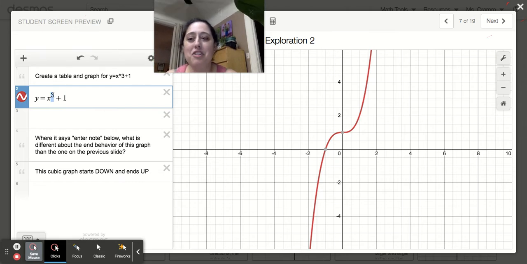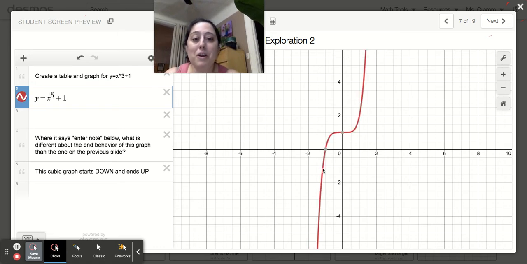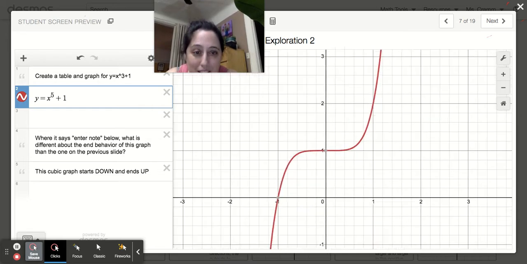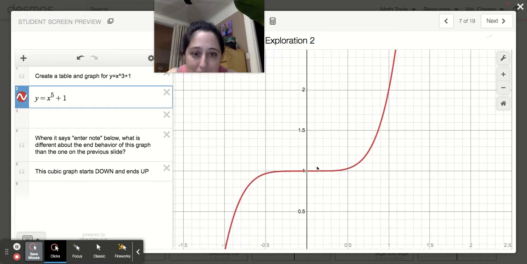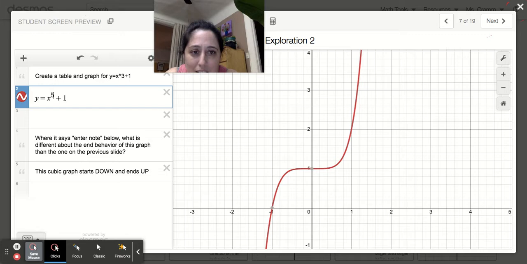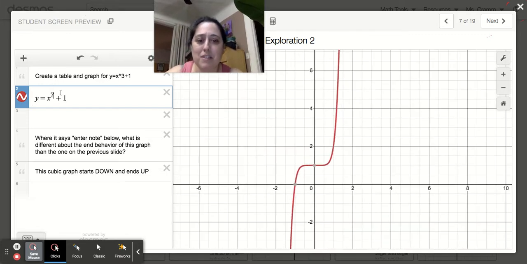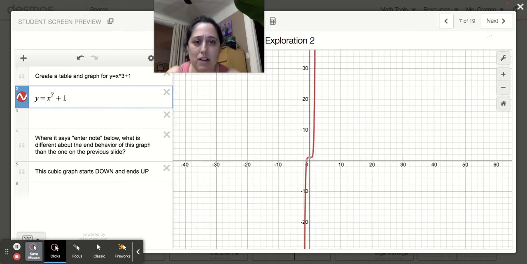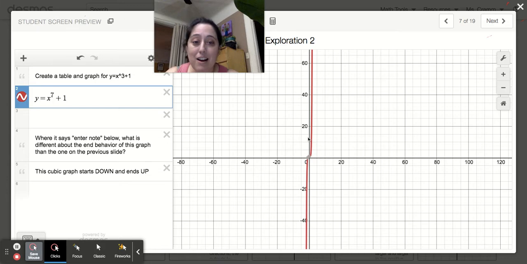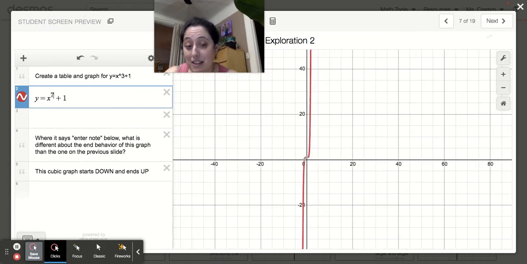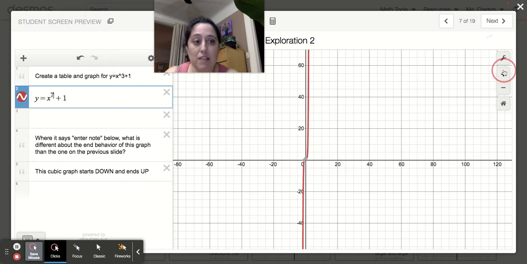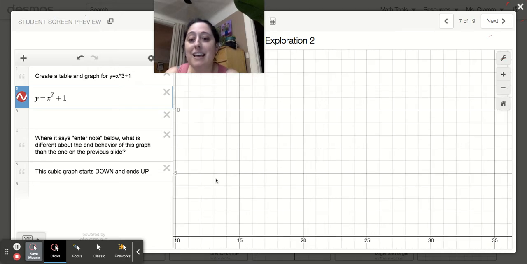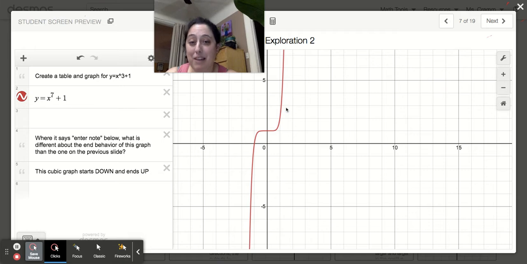Now, what if I changed it to a, I don't know, a 5? Right? So if you notice, it still starts down and it still ends up. Let me see if I can get any kind of squiggle in here. All right, let's see what happens if I do a 7. Oh, look, it looks pretty much right. So there are some differences, but the thing to take away for this lesson is that they will have the same end behaviors.